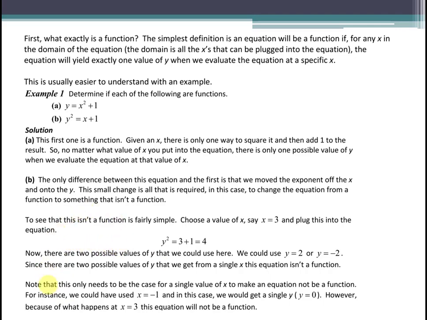Note that this only needs to be the case for a single value of x to make an equation not be a function. For instance, we could have used x is minus 1, and in this case, we would get a single y. So if we put minus 1, we have minus 1 plus 1, it is 0. However, because of what happens at x is 3, this equation will not be a function.